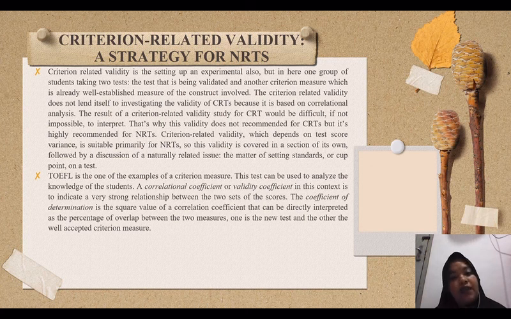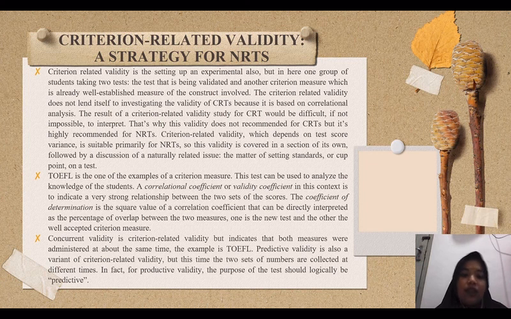Okay, the example of this validity is twofold. One of the examples is a criterion measure. This test can be used to analyze the knowledge of a student. A correlation coefficient or validity coefficient in this context is expected to indicate a very strong relationship between the two sets of scores. The coefficient of determination is the squared value of a correlation coefficient and can be directly interpreted as the percentage of overlap between the two measures. One is the new test and the other is the well-accepted criterion measure.